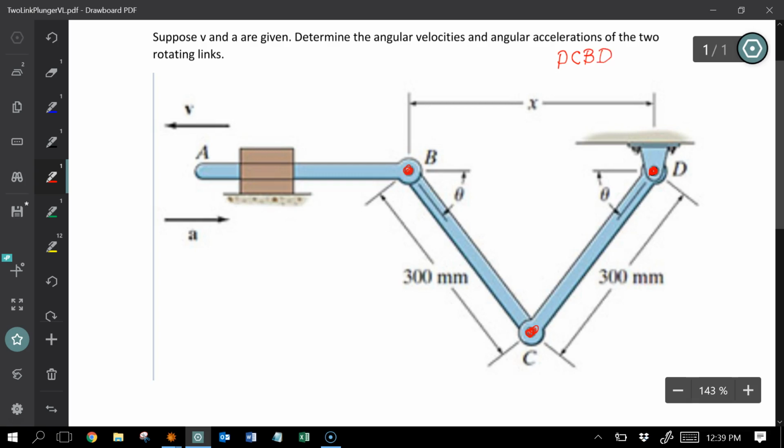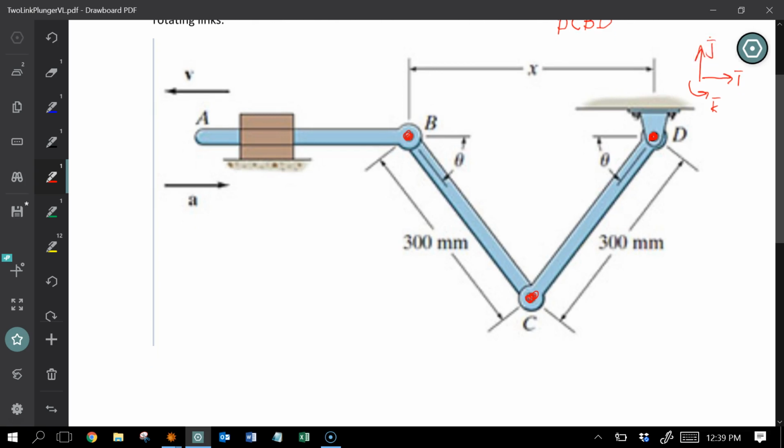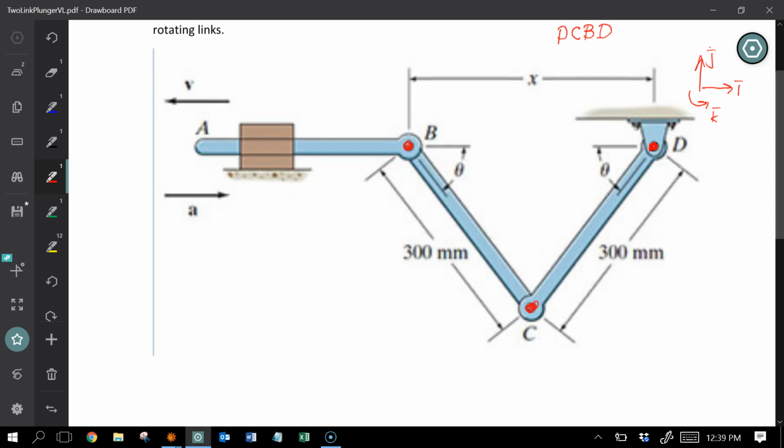Okay. And like usual, I'm going to put I to the right. I'm going to put J up. And K is going to be counterclockwise, as usual. Okay. So now, if you're going to walk from D to C, you're going to go a distance right to here, and that is a distance of 0.3 times the cosine of theta.